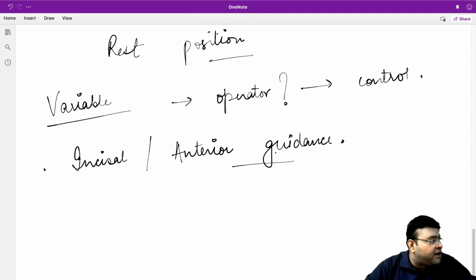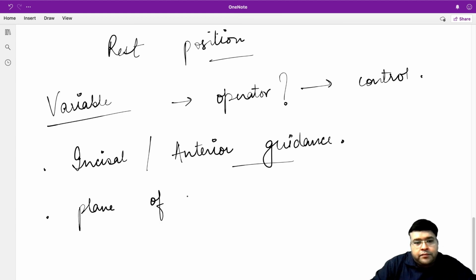Now that is under my control. If I want to increase the overjet, I can do it. If I want to decrease the overjet, I can do it. Change the overbite, I can do it. That is what is called a variable determinant. Secondly, you have your plane of occlusion.